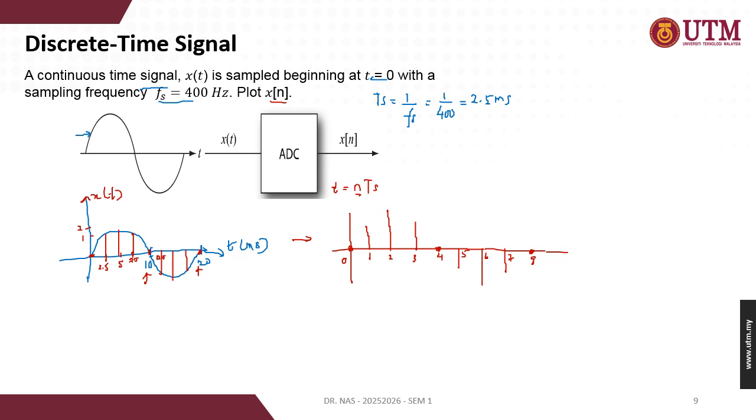Alright, so for a discrete signal, it's no longer in t, but is in n. So x[n], only whole number integers, and the amplitude basically following the amplitude of your input signal: 1, 2, -1 and -2.